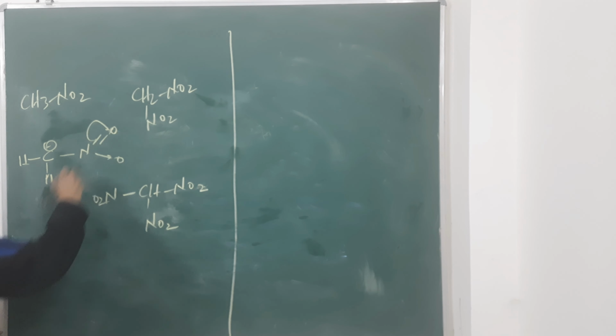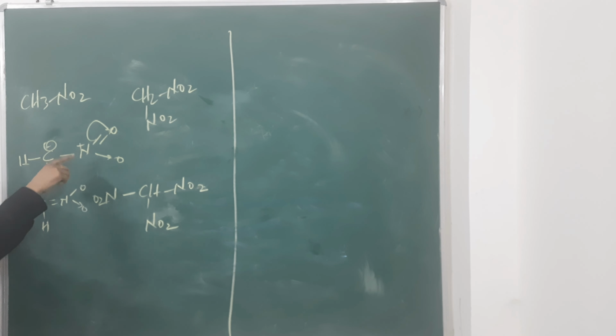Here, the electron will move towards the oxygens. So a positive charge will come, the double bond will form, and resonance will stabilize the negative charge. Correct? So if there is one NO2 group, the one negative charge will be stabilized through that one NO2 group.